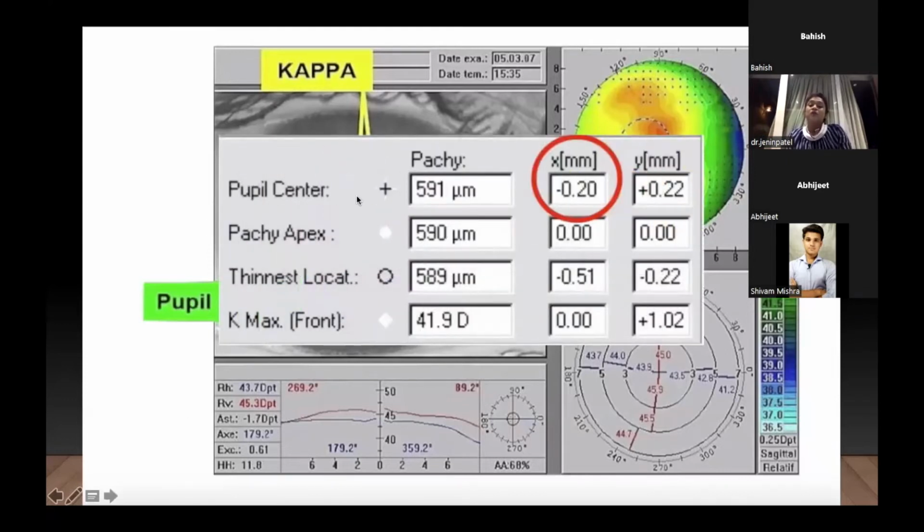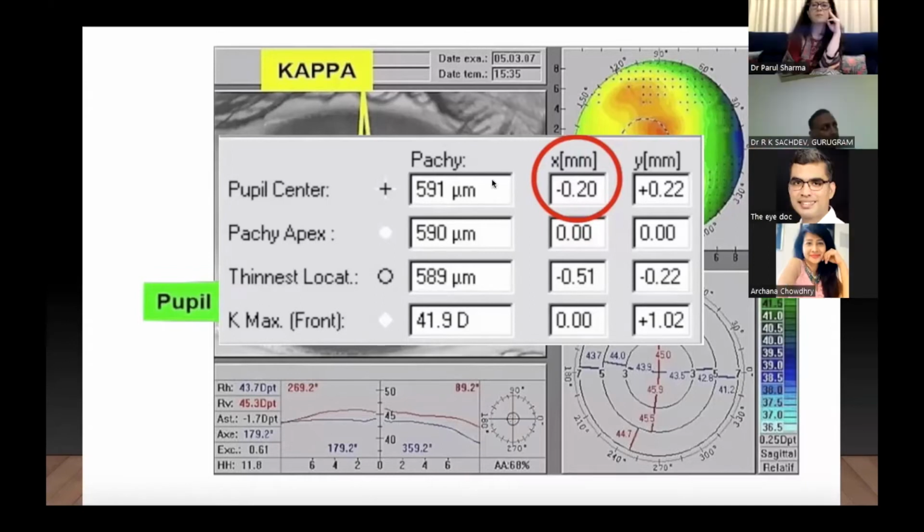And on your topographer, this x coordinate, that is your displacement, is the angle kappa that you want to look at. So anything more than 0.5 is a red sign for you to go ahead with refractive surgery, for a simple reason that you are not very sure of how the patient will present with glares and halos. You want to also make an adjustment for pupillary offset in this particular patient. This usually would happen in patients who are hyperopes.